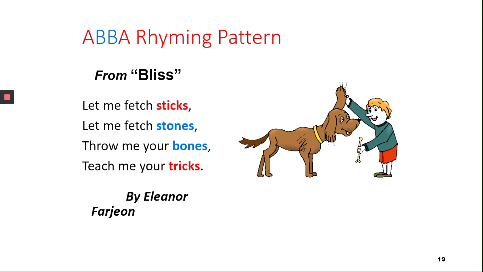The third pattern is ABBA. So the stanza I have is from the poem Bliss by Eleanor Farjeon. Let me fetch sticks, let me fetch stones, throw me your bones, teach me your tricks. So the first and last lines, which are lines 1 and 4, have rhyme. And then the two in the middle, which are lines 2 and 3, rhyme. This is the ABBA rhyming pattern.